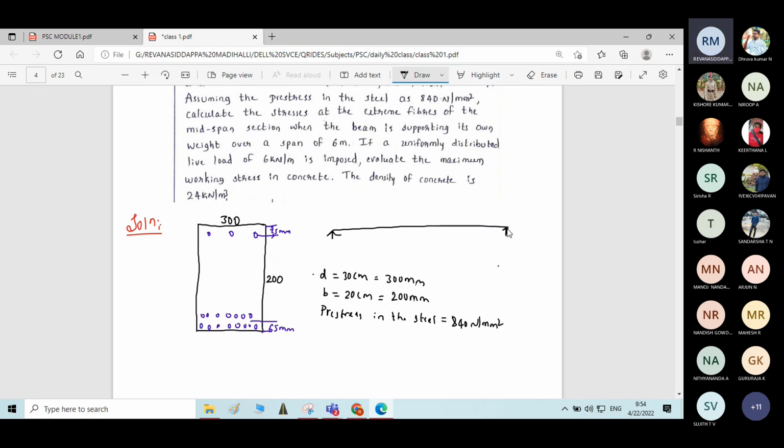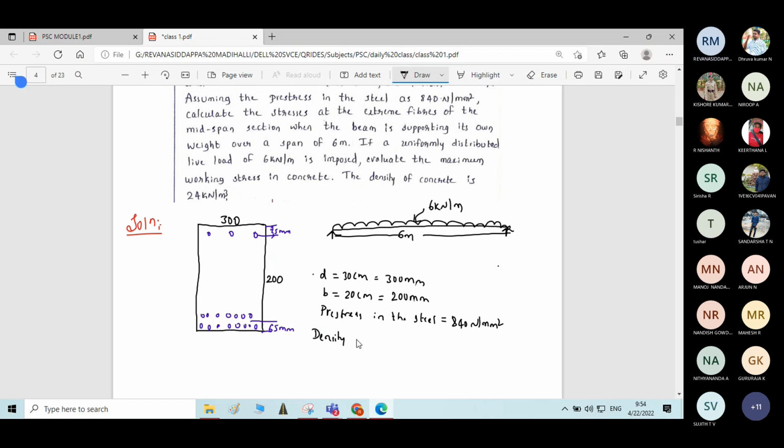Okay, the total length of the beam is how much? Total length of the beam is 6 meter. Then live load on the beam is given. UDL on the beam is given. What is the intensity of the UDL given? Intensity of the UDL given is 6 kilonewton per meter.